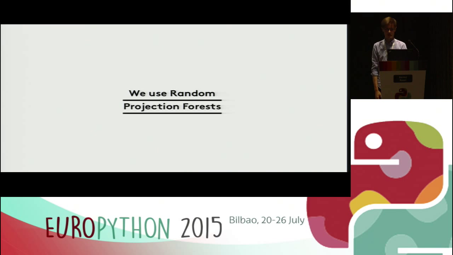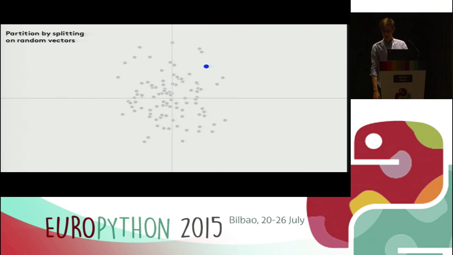So to do this at Lyst, we use random projection forest, and I'm going to tell you how that works. So this is our imaginary space of points. We've got about 100 gray points and one blue point, which is the query point, the point that we want to find nearest neighbors for. And this is how we do it.